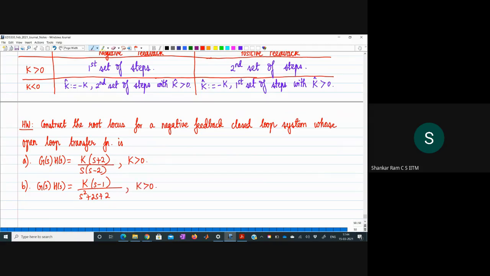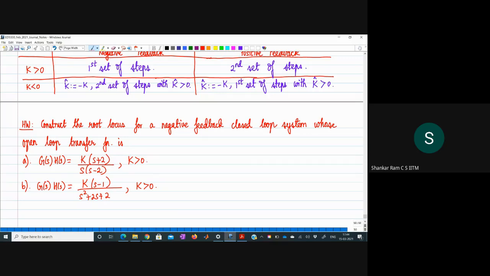So I'm asking you to do the first set of steps. In these two problems, we have a negative feedback system with positive k, so please use the first set of steps. Please do both these problems. We can immediately observe that the value of n is 2 and the value of m is 1 in both problems.